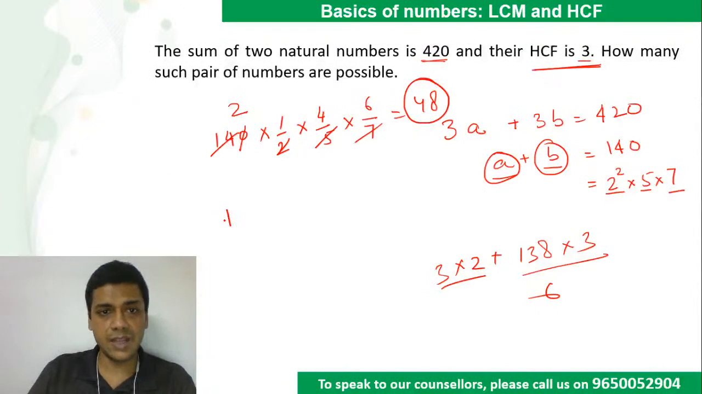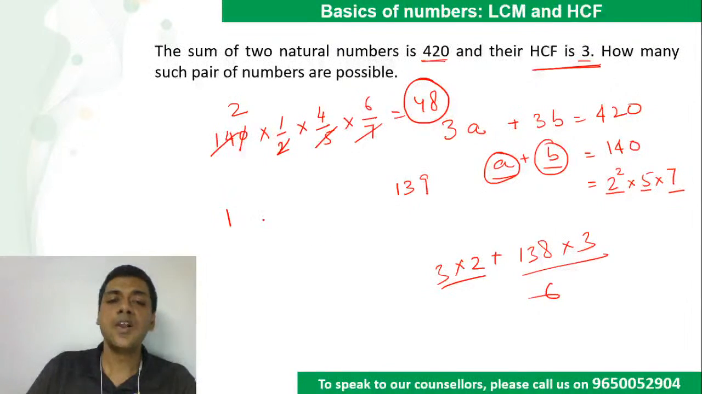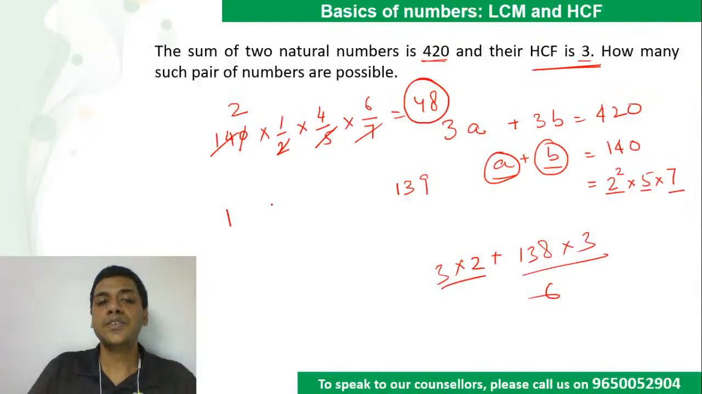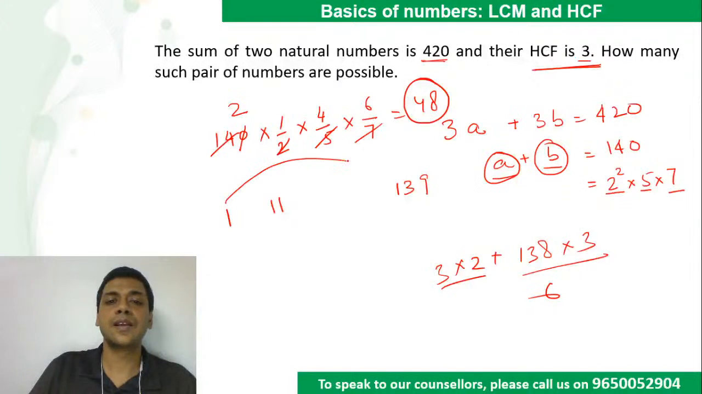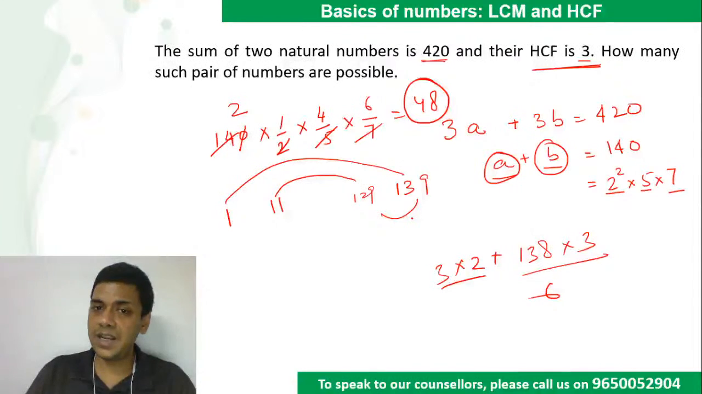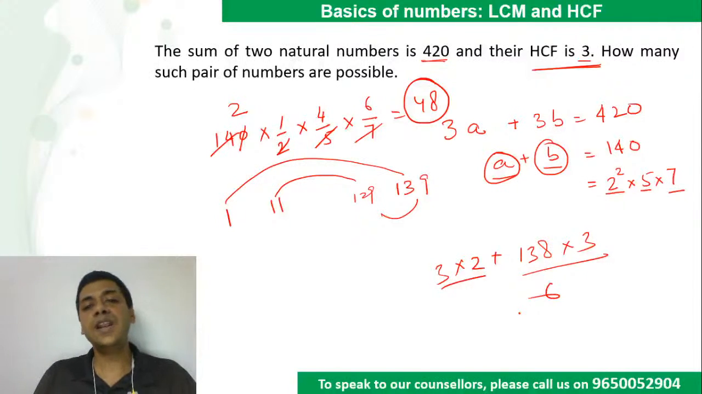And what will those numbers be? One number will be 1, and one number will be 139. What will be the next number? 2 is not there, 3, 4, 5, 6, 7 are not there, 8, 9, 10 are not there, so the next number will be 11. Similarly for 139 there will be the counterpart 129. If you look at all the numbers in between these two, 130 is a multiple of 2, so all the numbers in between will be a multiple of one of the two numbers.